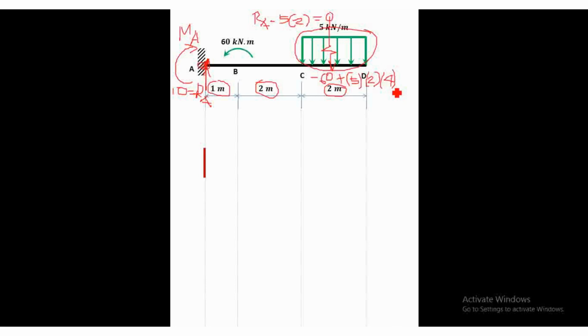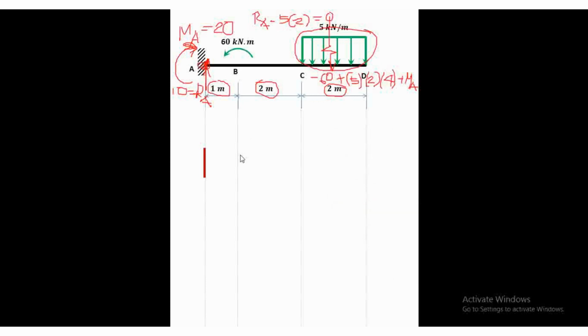Right? That is, since sigma MA is positive, so plus MA, that is equal to 0. Now, inputting that in your calculator, the value of my MA is equal to 20 kilonewton meter, and the direction is clockwise.